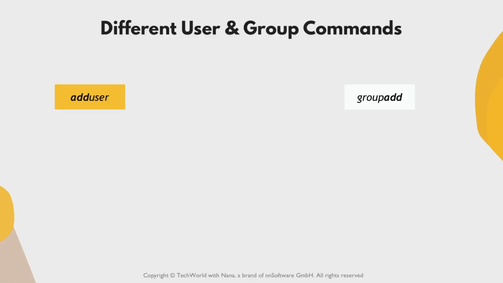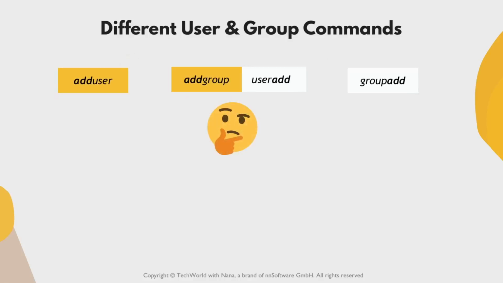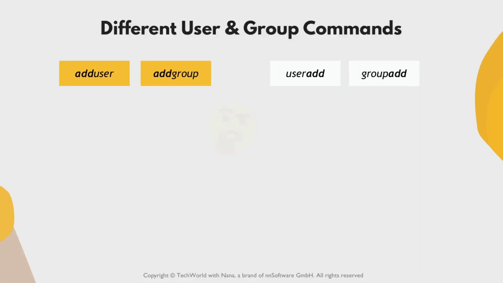We have adduser and useradd, and groupadd and addgroup. And if you see examples with these commands on the internet, it may get confusing. So what is the difference here? On most distributions, adduser and addgroup are interactive, more user-friendly options of the commands useradd and groupadd. What does interactive and user-friendly mean in this case?